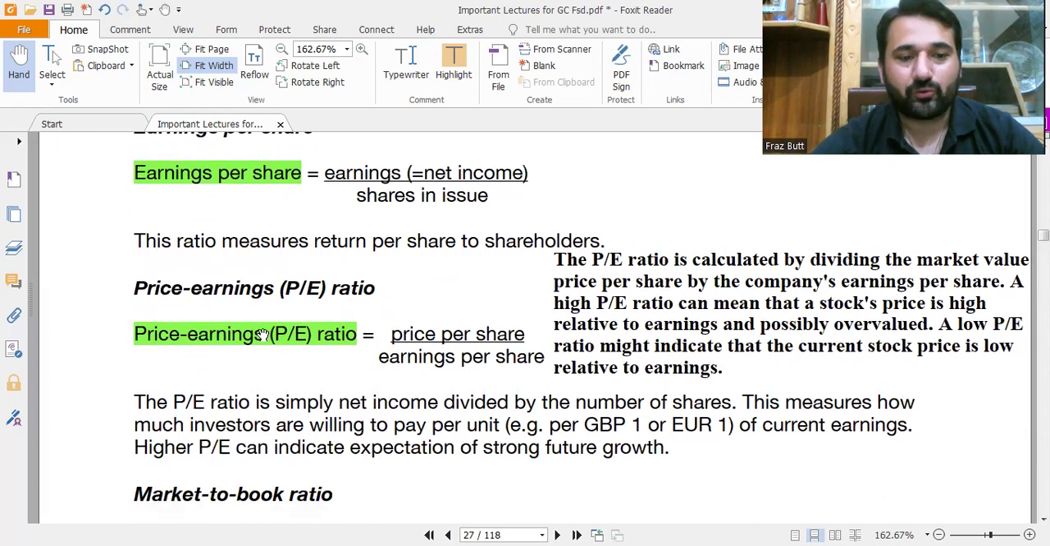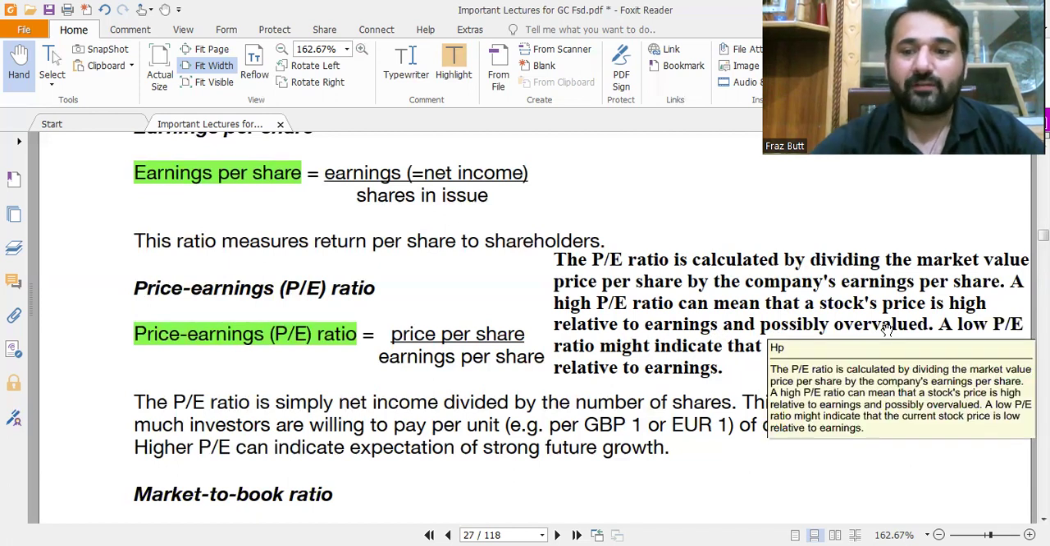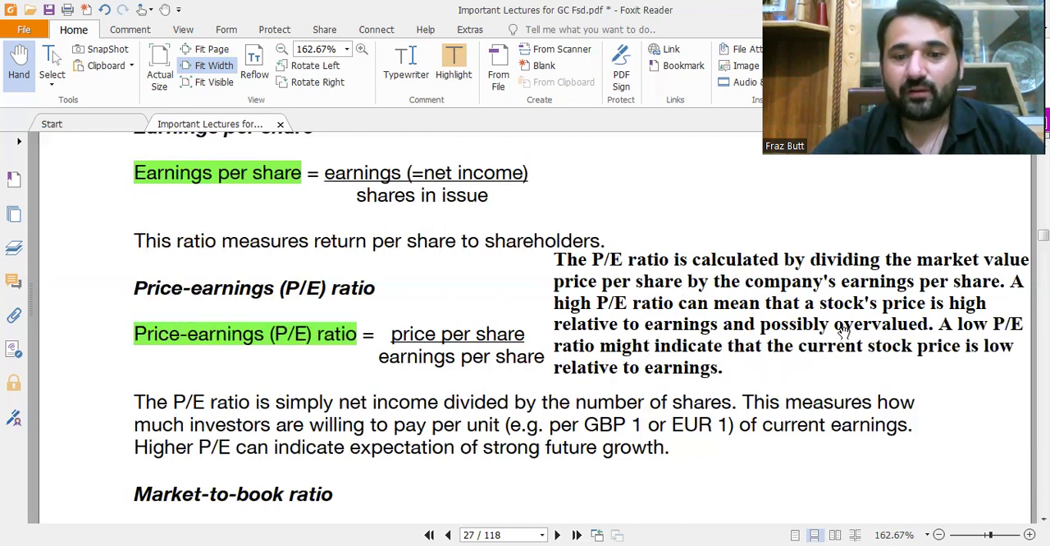Then PE ratio, price earning ratio. The formula for price earning ratio is price per share divided by earning per share. What is the price of the share and what is the earning per share? The PE ratio is calculated by dividing the market value price per share by the company's earning per share. What is the market value of the share and what is the earning on those shares? So we divide it by the earning per share. A high PE ratio can mean that a stock's price is high relative to earnings and possibly overvalued. Overvalued means more than its price, actually. When PE ratio is high, it means the price is high relative to earnings and the possibility of overvaluation is there. A low PE ratio might indicate that the current stock price is low relative to the earnings, and high says the current price is high relative to the earnings.